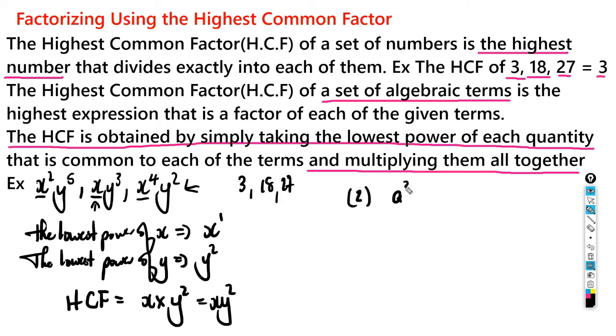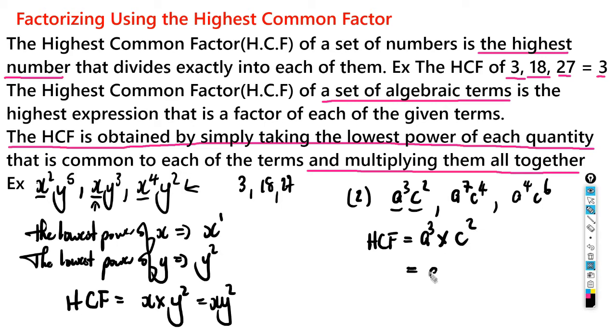Let's say we have a cubed c squared, a to the 7, c to the 4th. There should be no comma there. Sorry about that. A to the 7, c to the 4th, and we have a to the 4th, c to the 6th, right? How do we find the HCF, guys? The first thing we want to do is find the lowest term for the a's. And if you look at the lowest term for the a's, it's a cubed. And then you're going to multiply it by the lowest term for the c, which is c squared. So the HCF is equal to a cubed c squared, right?